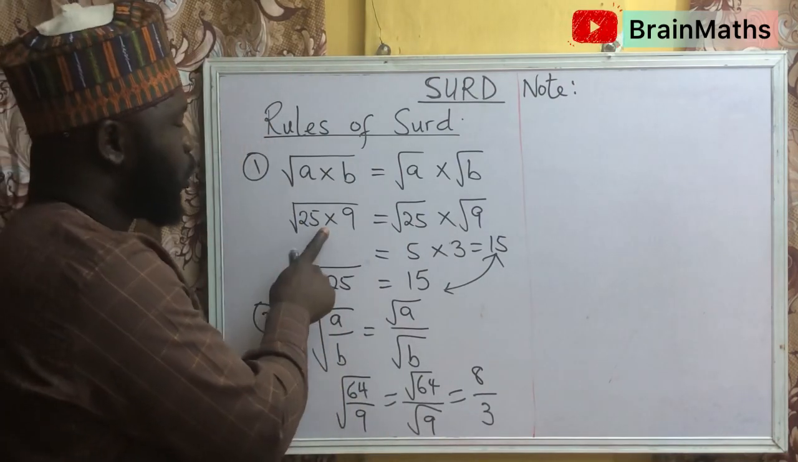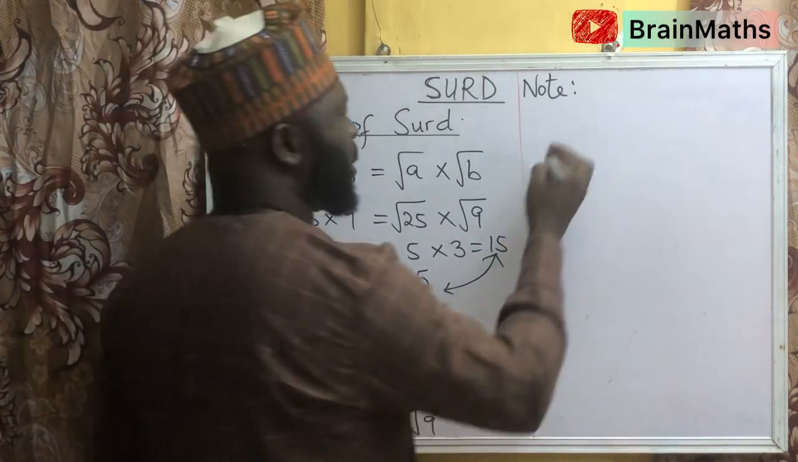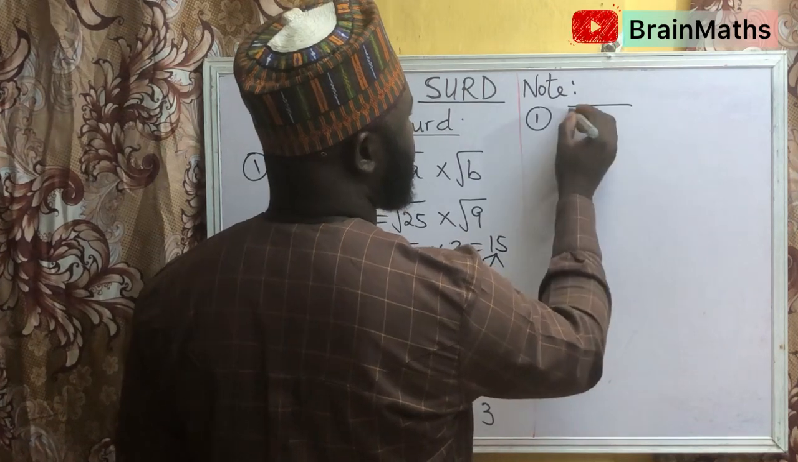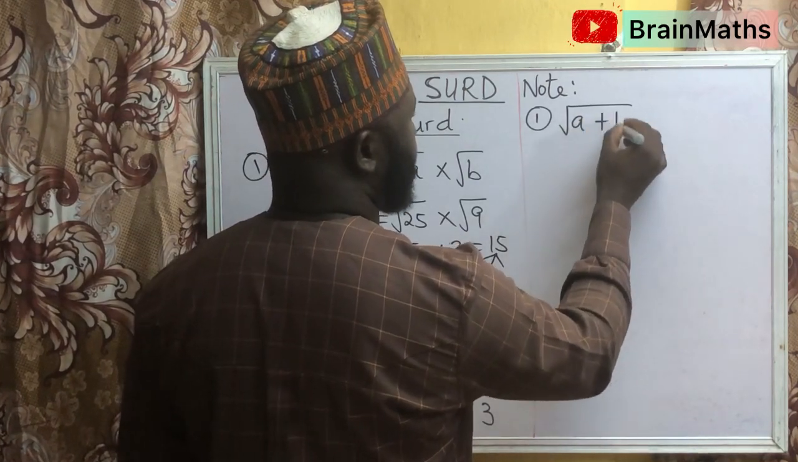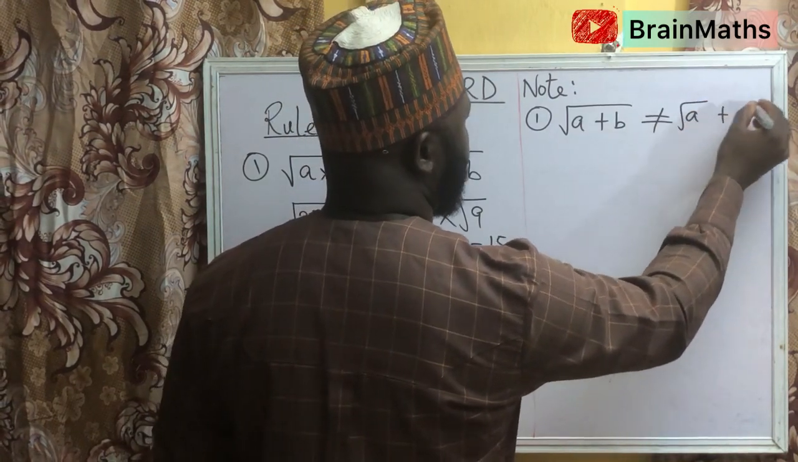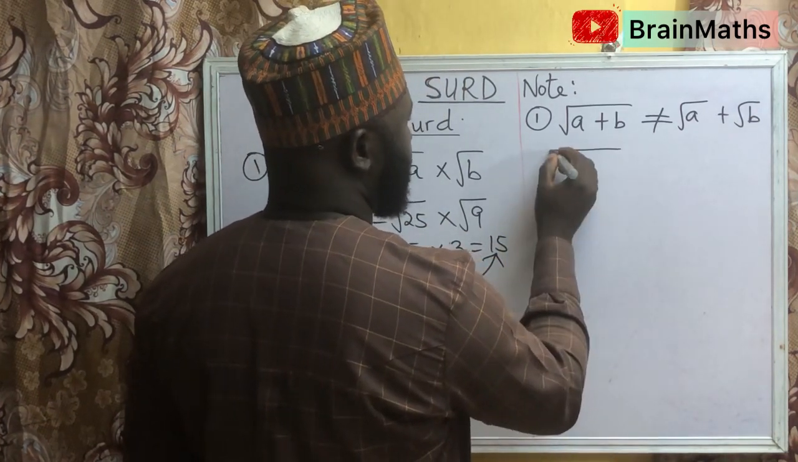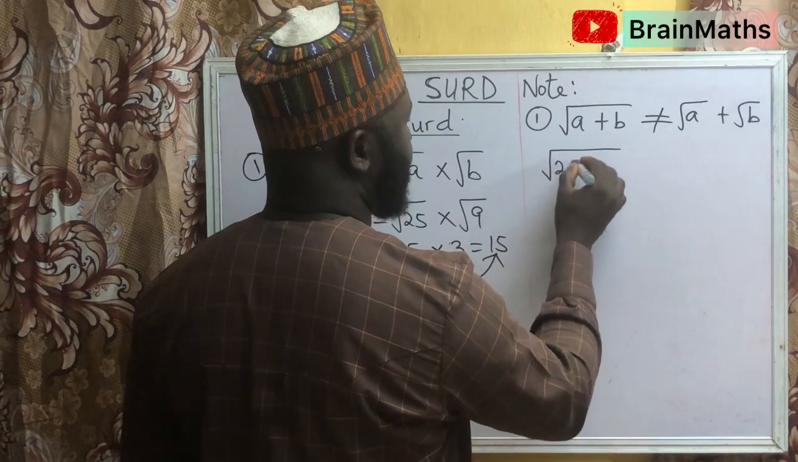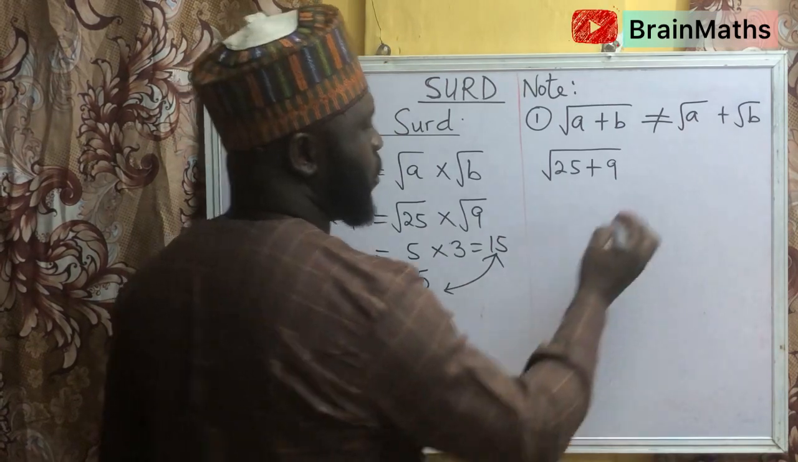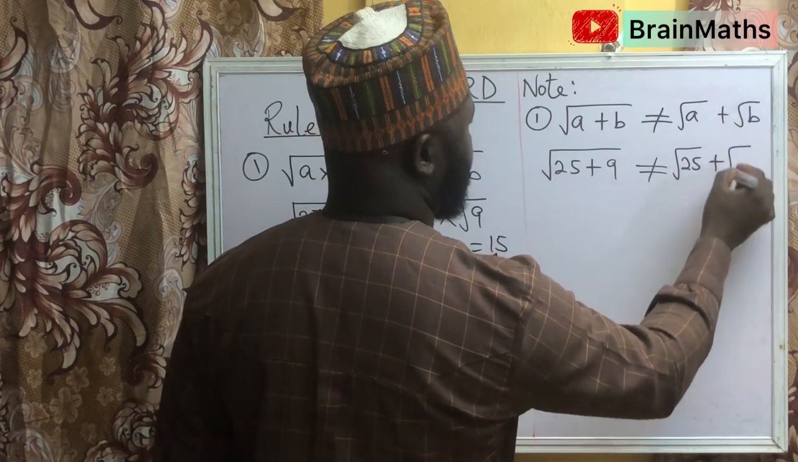Also, these are the two major rules of SURD, but we have to note that as we have the rule for multiplication and division, the same thing is not applicable to addition and subtraction. Note that, number 1, square root of A plus B is not equal to square root of A plus square root of B. Let's take an example. If I say square root of 25 plus 9, this can never give me square root of 25 plus square root of 9.